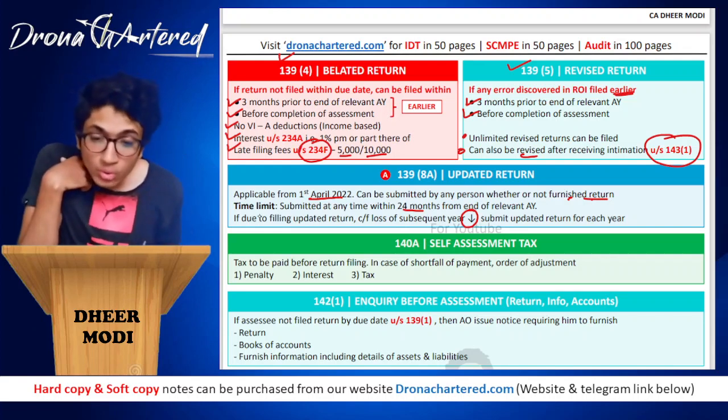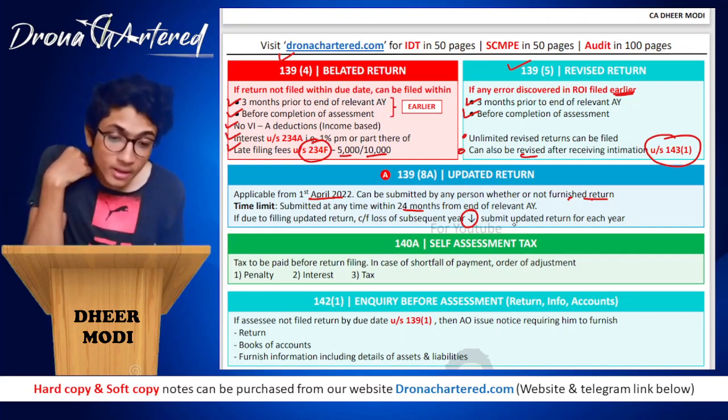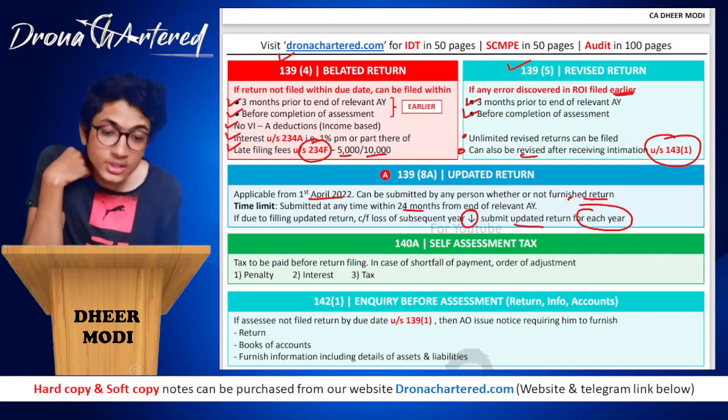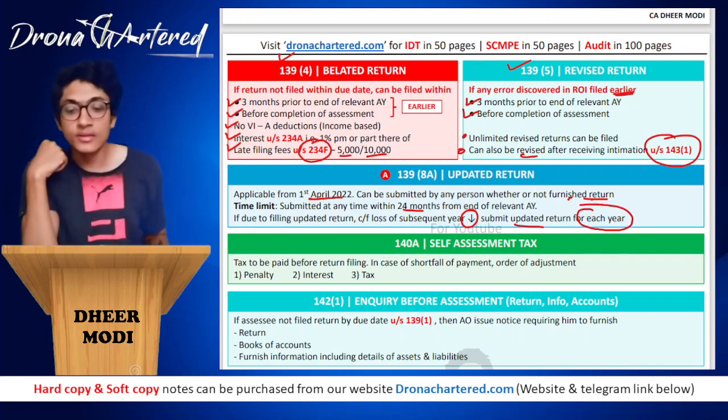So if, due to filing an updated return, your carry forward loss of a subsequent year also falls, in such a case, submit an updated return for each year after that. Okay, I hope this makes sense.